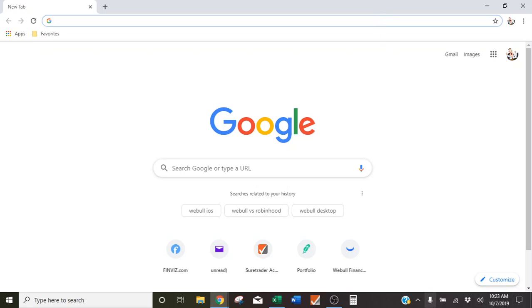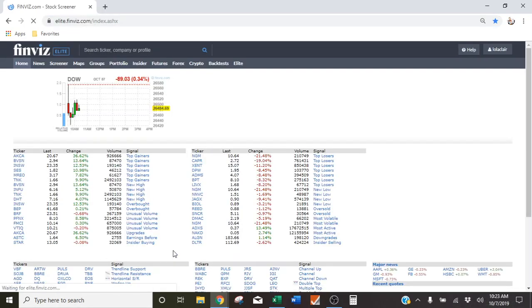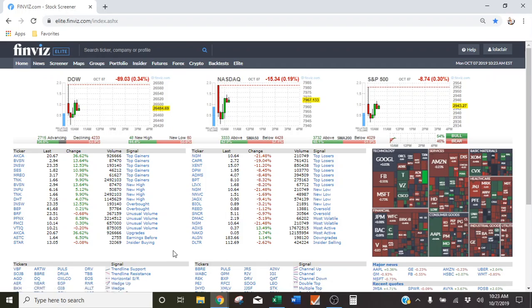Good morning, fellow traders. Just wanted to give you a quick view on what I use for my scanner. I use Finviz, so I have it here already, so I'll just click on it. You can just go to finviz.com to get it.